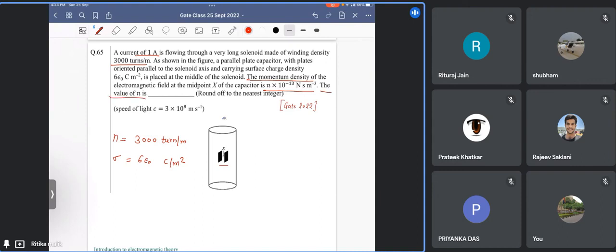See, in this question, we are given two conditions. We are given the solenoid, and we already know that.